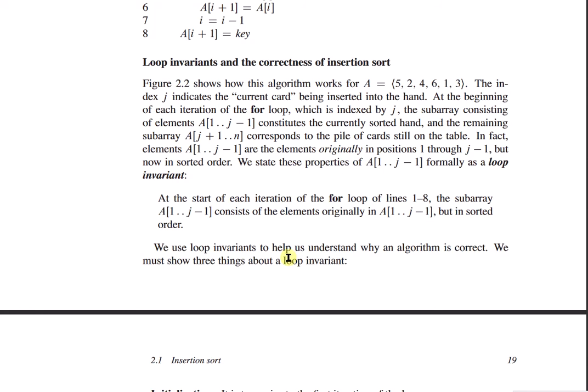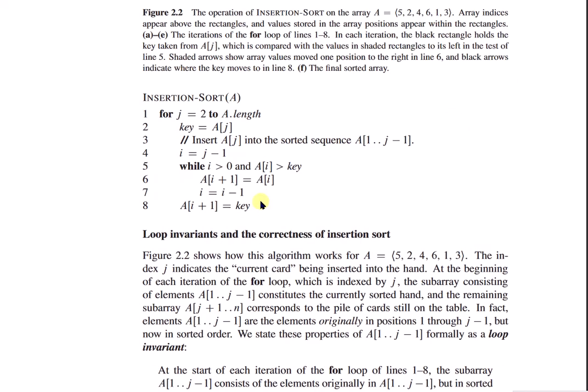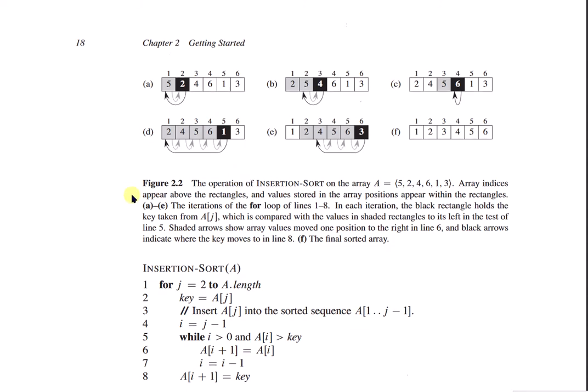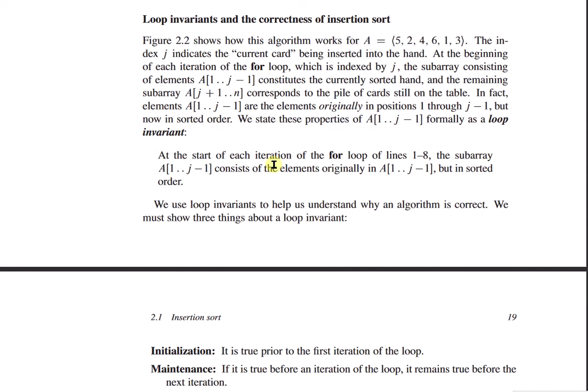We state these properties formally as a loop invariant. So what they are trying to tell is that 5, 2 and 4, and in the next iteration 2, 5, 4, were already in the array but now are in sorted order. At the start of each iteration of the for loop of lines 1 to 8, the subarray A of 1 to j minus 1 consists of the elements originally in A of 1 to j minus 1 but in sorted order. We use loop invariants to help us understand why an algorithm is correct. This point is important here.